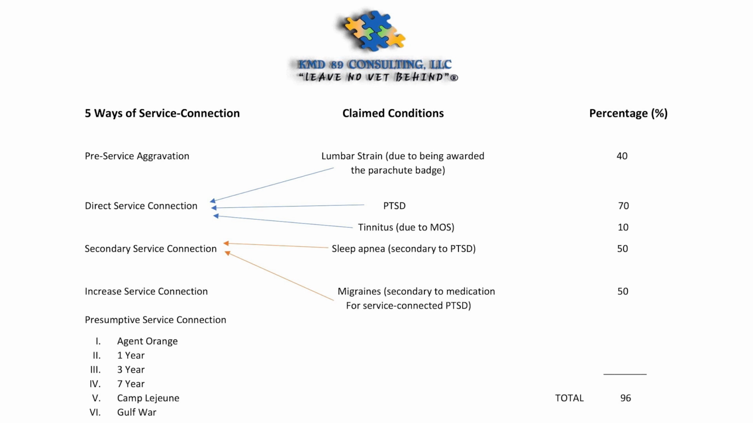And if your range of motion is 30 degrees or less, the forward flexion, you'll be awarded the 40%. Second one, PTSD. And of course, with PTSD, there has to be a stressor, whether it be combat or non-combat, at 70%, okay? Tinnitus, due to MOS, that falls under direct service connection, all right?